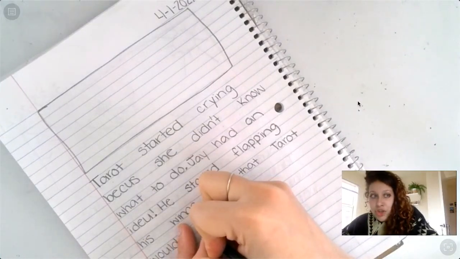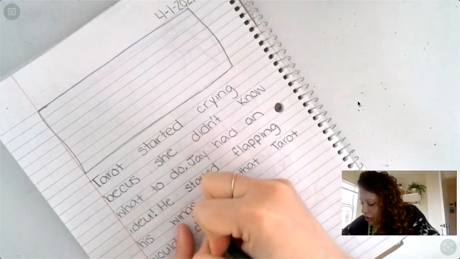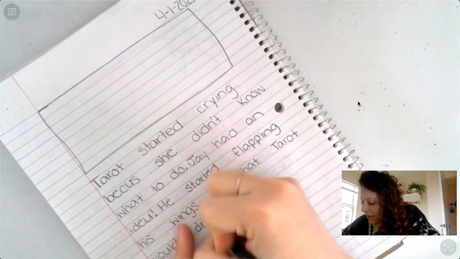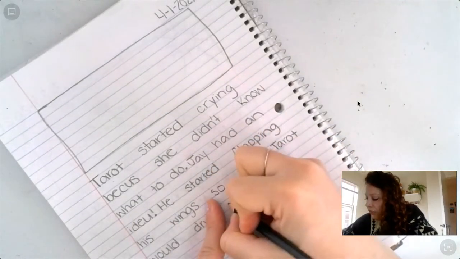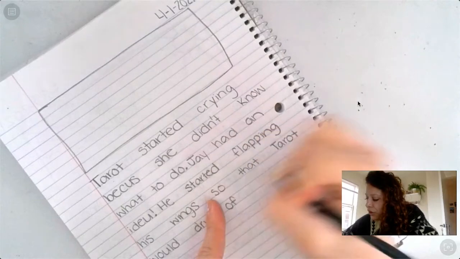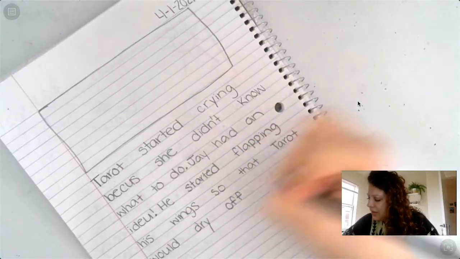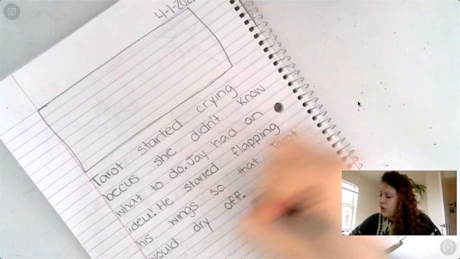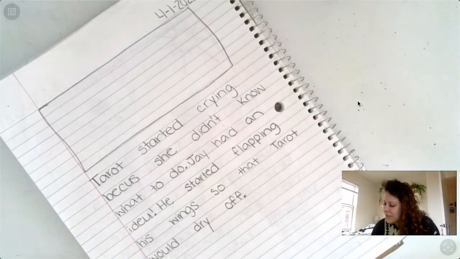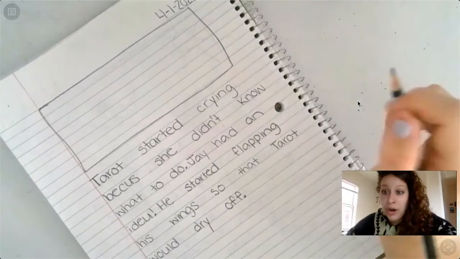There's a blend. D-R. Dry. Would dry off. Off. That's of. That's off. He started flapping his wings so that Taro would dry off.